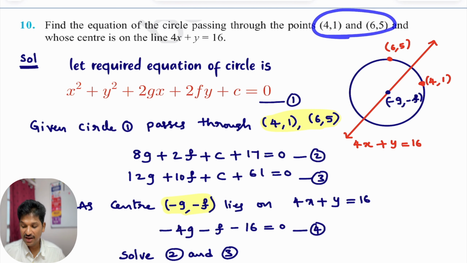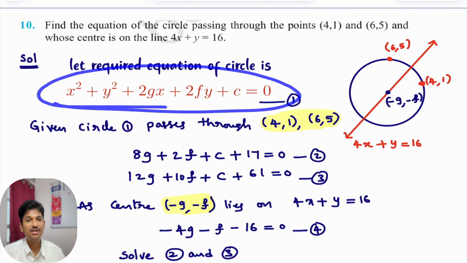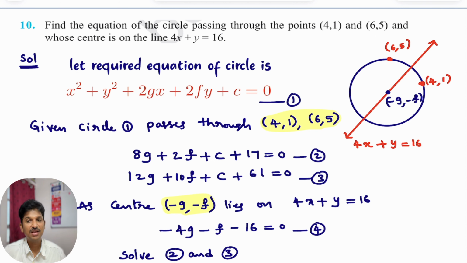From the given data, I got three equations in terms of G, F, C. Solve those three equations, and you will get the G, F, C values. Substitute those G, F, C values in this equation, and you will get the required equation of a circle.